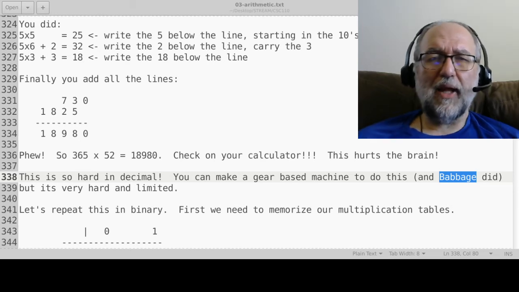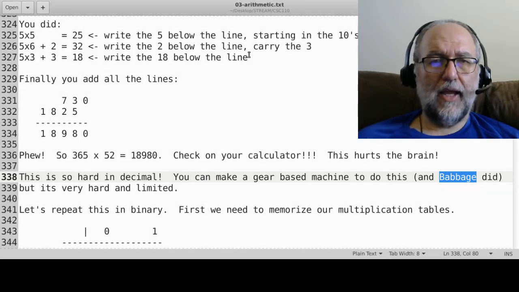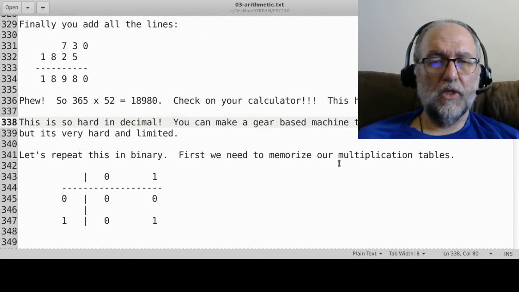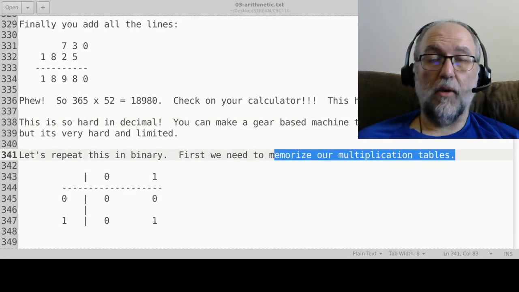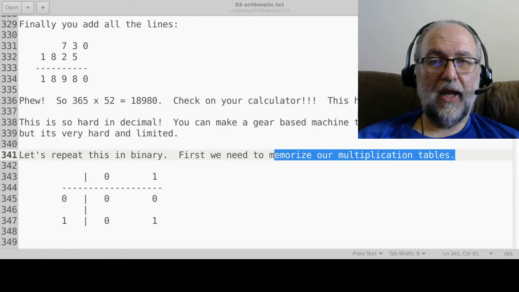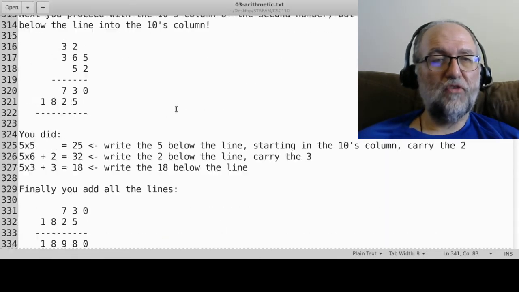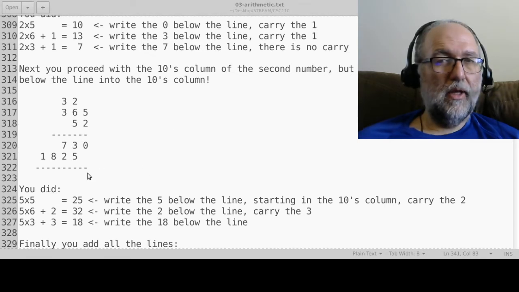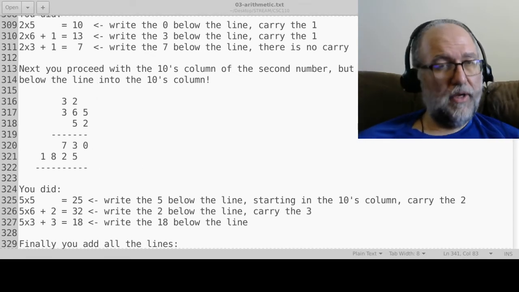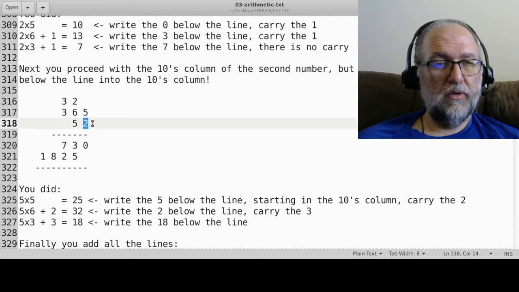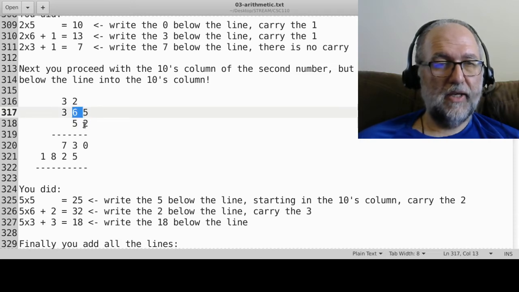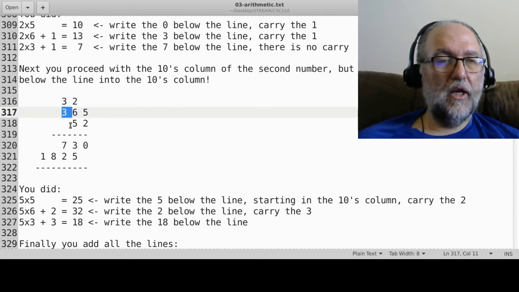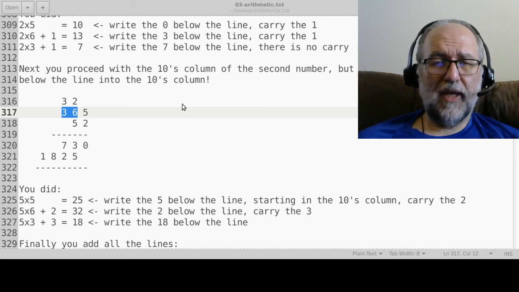Okay, if we were to repeat this in binary, the first thing that we'd have to do is memorize our multiplication table in binary. Because when I did this multiplication here, let's go back to this, I didn't write down the multiplication table. It's kind of like our addition table, but you'd have to have a multiplication table, because you're going to be doing 2 times 5, 2 times 6, 2 times 3, and then 5 times 5, 5 times 6, and 5 times 3, like that. So you have to have this multiplication table.